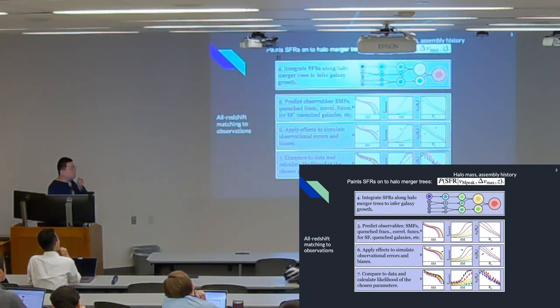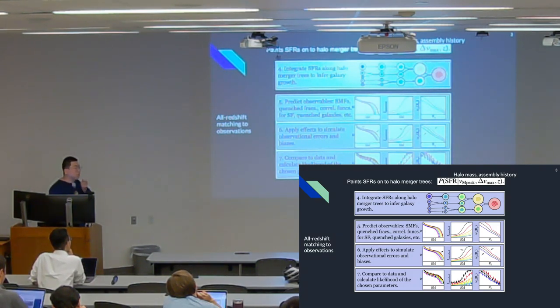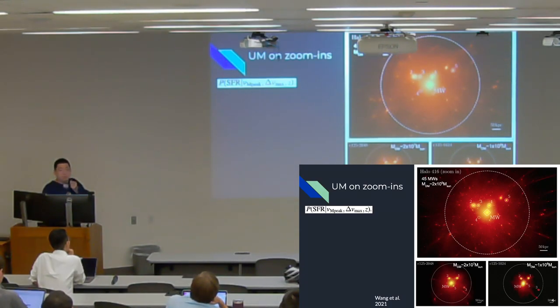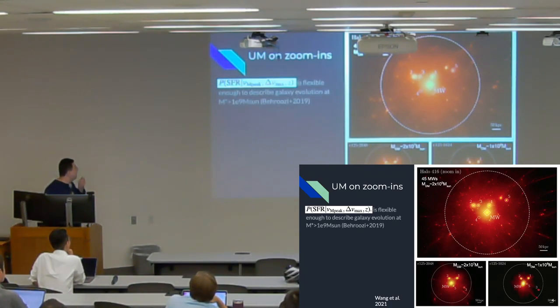So essentially you do this all with redshift matching self-consistently, with a population of mock galaxies that's forward modeled and anchored on dark matter halo merger trees. And the key assumption that's being tested here is, to what extent do these two parameters, halo mass and assembly, capture and describe galaxy evolution? If you read the very short paper that Peter wrote in 2019 that's only 52 pages long, you will find that it's remarkable that these two parameters, halo mass and assembly history, describe galaxy evolution at masses above 10 to the 9 pretty well over a wide range of cosmic history from redshift 8 to 0.